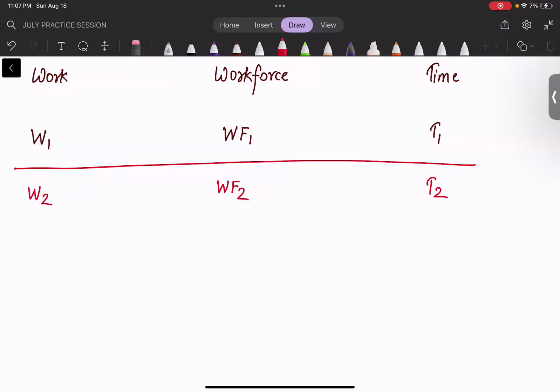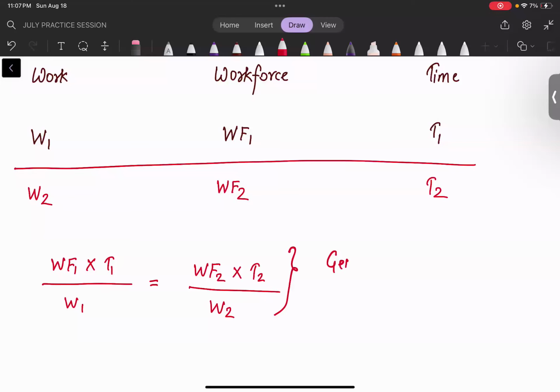Now, how these six terms are related, please remember that. The formula is WF1 into T1 divided by W1 equals WF2 into T2 divided by W2. This is the general formula. When I say general, it means it is not situation bounded. You can apply this formula in any question present in this universe. That's why it is general.